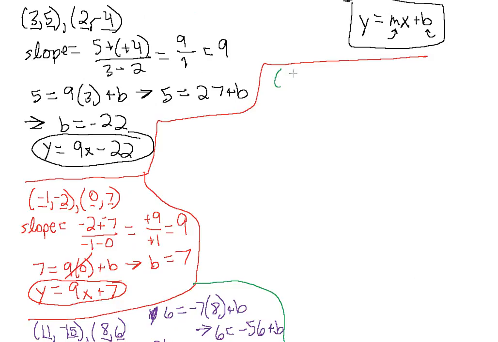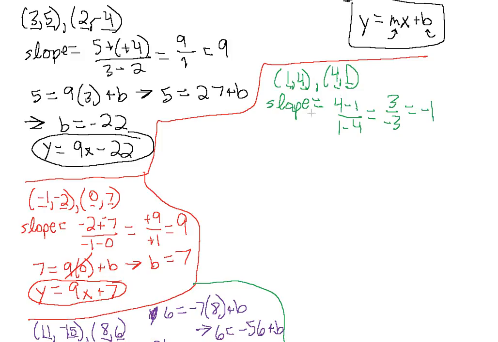Let's say we know two points the line goes through are (1, 4) and let's just say (4, 1). Okay, we know we're going to need the slope, so let's go ahead and find that. We have 4 minus 1 divided by 1 minus 4. This gives us 3 divided by minus 3, or just a slope of minus 1.